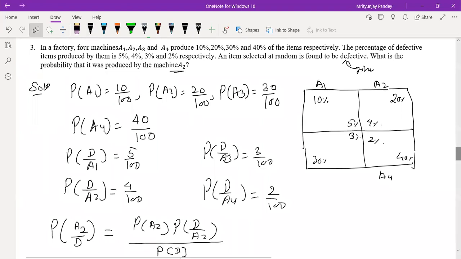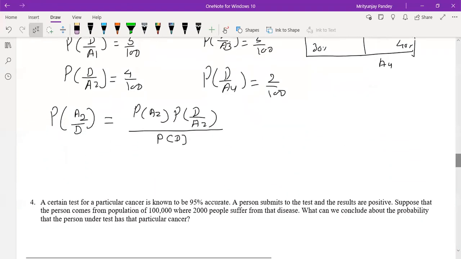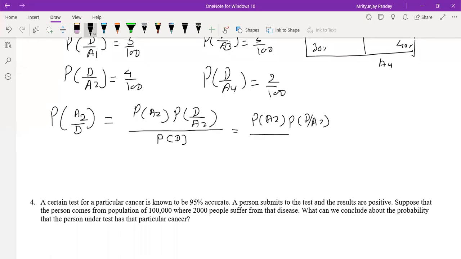And P of D is the total probability, right? So what is the formula of P of D? Someone please tell that too. The formula of P of D? What is the probability of a defective item? Yes, can any student tell me?